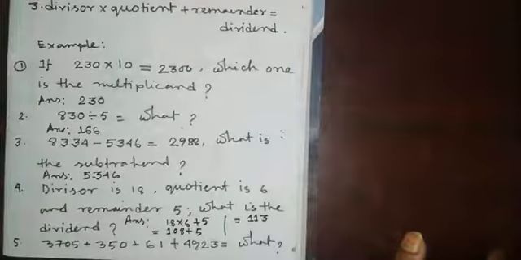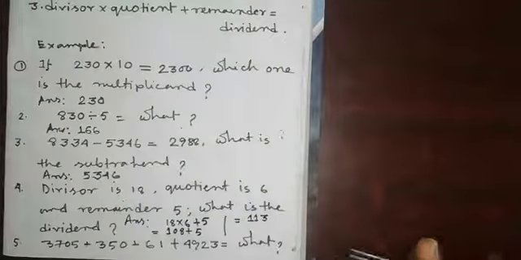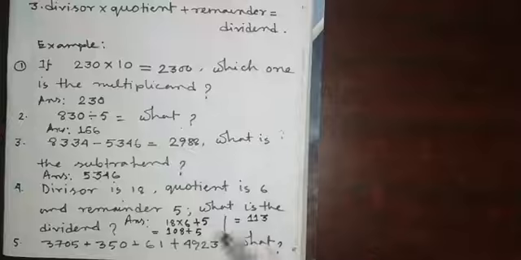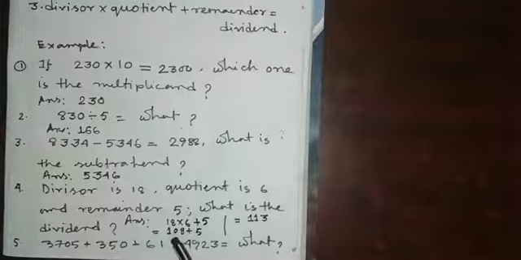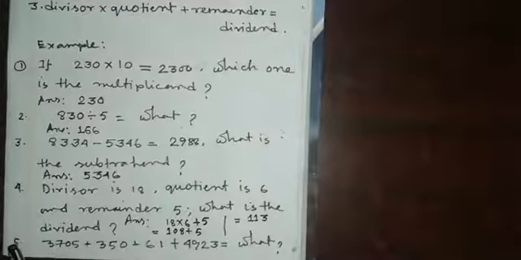113. Divisor is 18, quotient is 6, and remainder 5. So what is the dividend? It is very easy. We just follow this formula, put in the numbers and calculate. 18 into 6, then plus 5. 8 6s are 48, carry 4. 6 1s are 6, 6 and 4 is 10, so 108 plus 5 is 113.